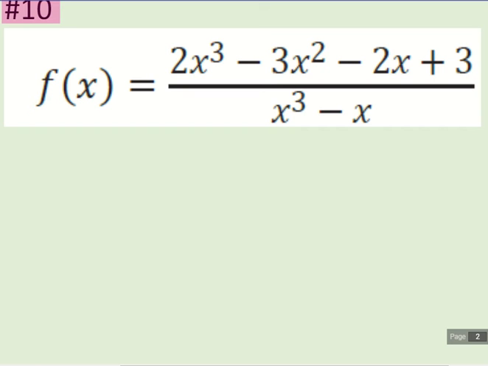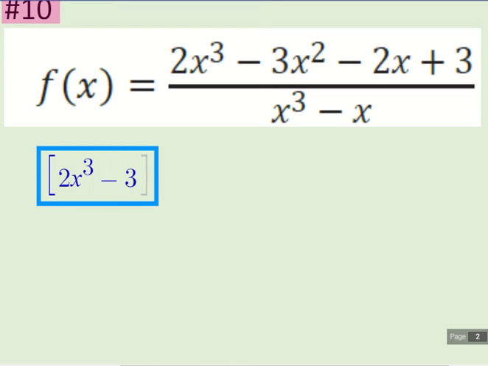Okay, so for number 10, I'm going to start with the top. I'm actually going to break this down and do factor by grouping. So in one set, I'm going to put 2x cubed minus 3x squared. In the other set, I'm going to put negative 2x plus 3.